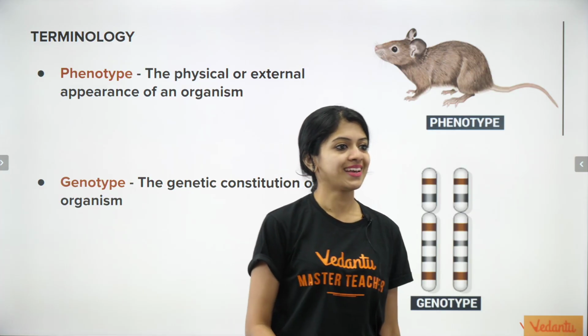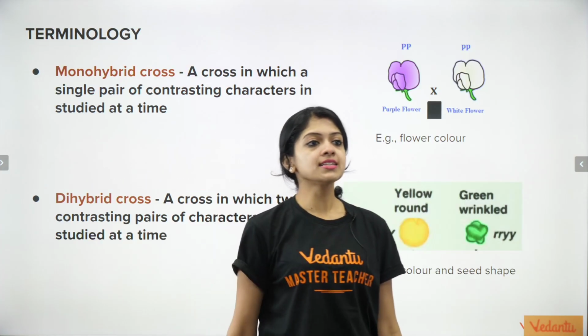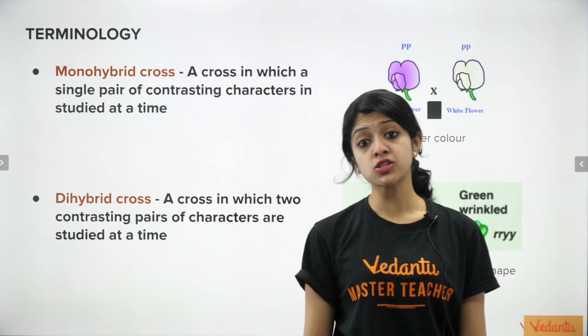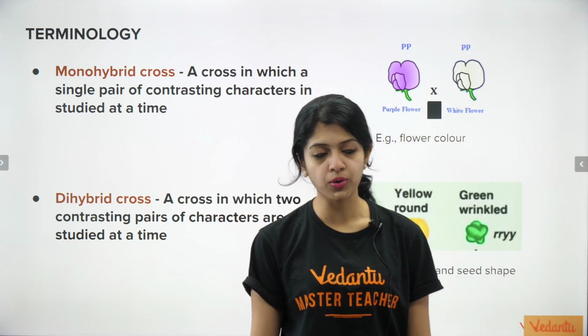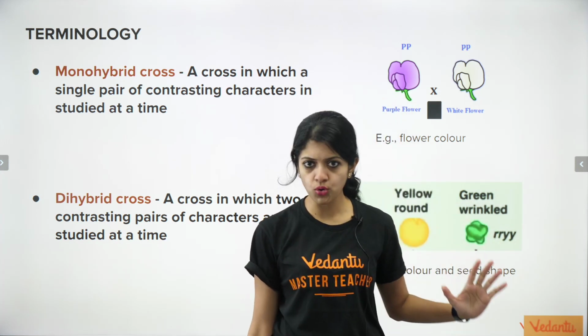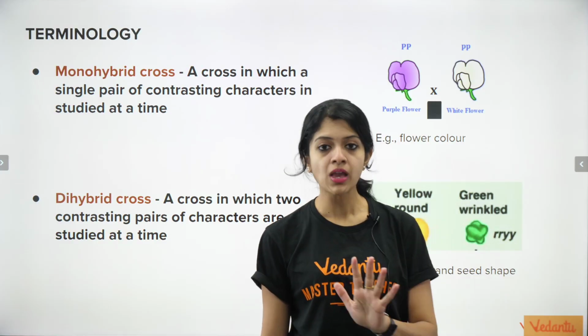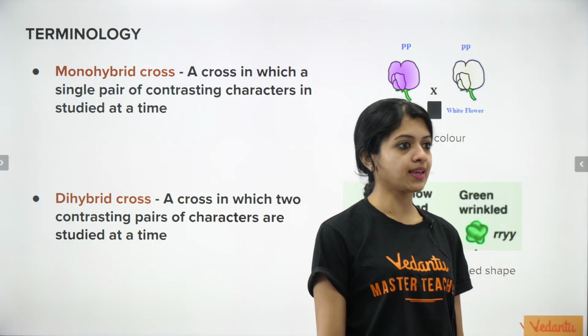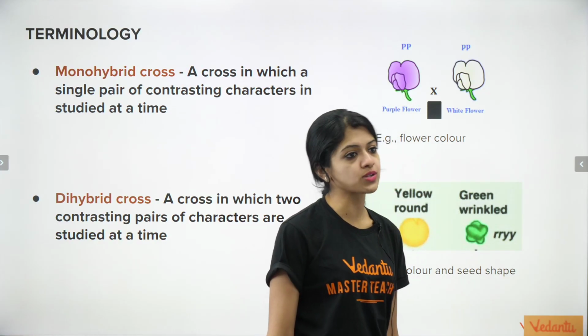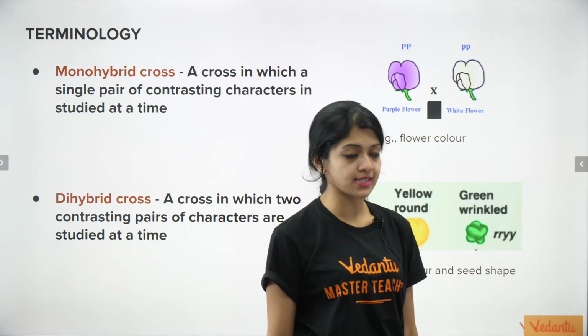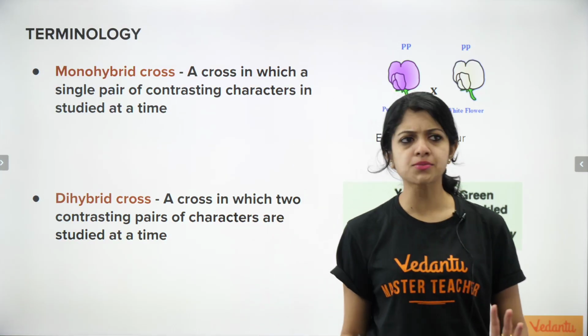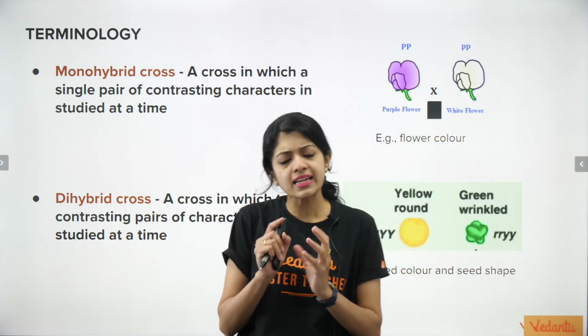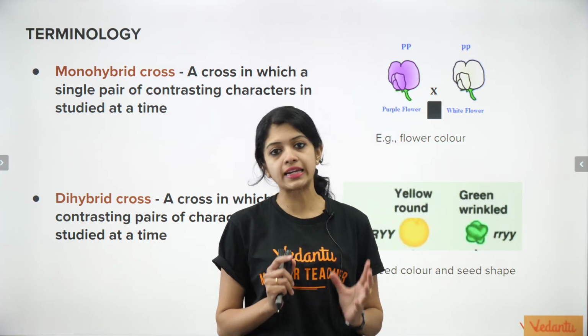Okay. All right. And the next one, monohybrid cross and dihybrid cross. Okay. There are more, but monohybrid and dihybrid are what we learn at the 10th standard level. Yes. Exactly, Tina. Phenotype is the set of observable characters. Yes. So monohybrid cross is basically the cross in which a single pair of contrasting characters is studied at a time.